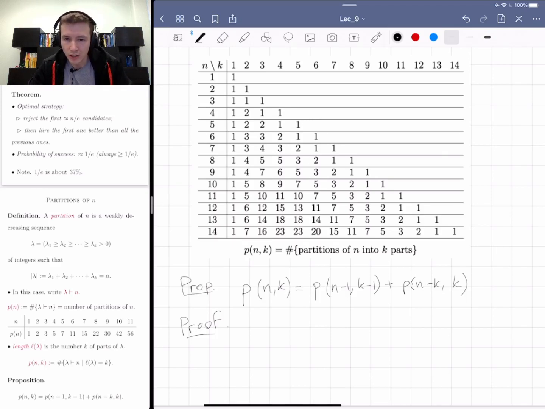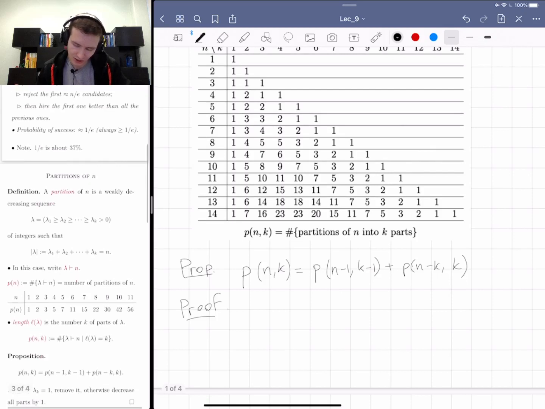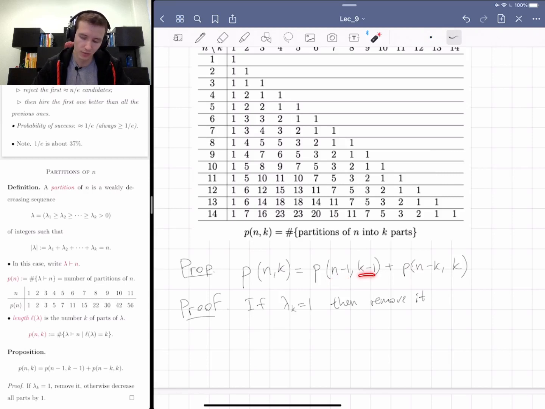If one appears or not. Oh, okay, that's correct. So you just look at the last part of lambda. If the last part is equal to 1, so if 1 appears among your partition, then remove it, and you get a partition of n minus 1 into k minus 1 parts. So you get p of n minus 1, k minus 1 ways to partition.